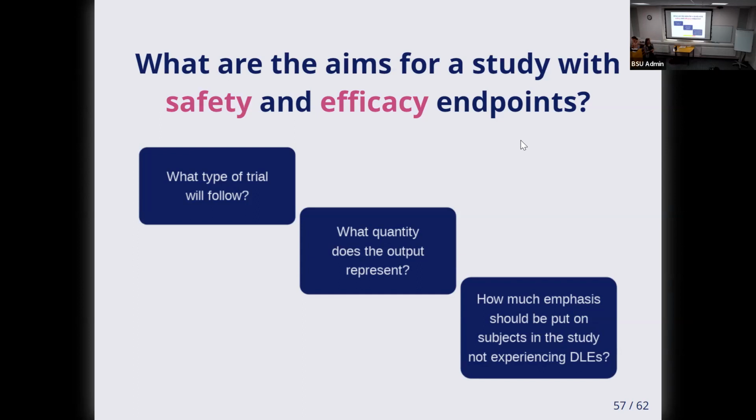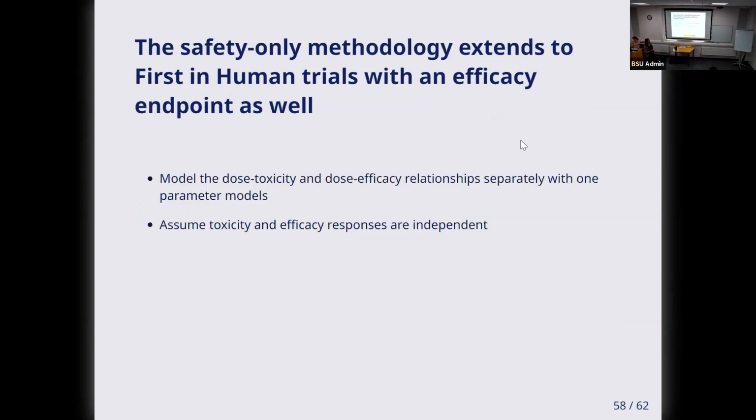And then we have the same type of questions as for the safety only case: how much emphasis should be put on subjects in the study not experiencing safety events? And you could probably say the same for having a positive efficacy response, although I'm not sure how much that would be focused on in practice at this early stage. But if we can come up with what our aims are and define those as an objective function, then the safety only methodology extends pretty easily to a trial with an efficacy endpoint as well.